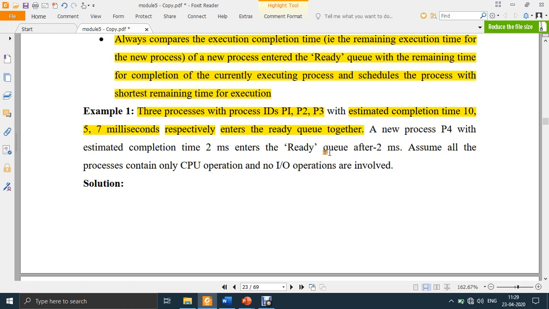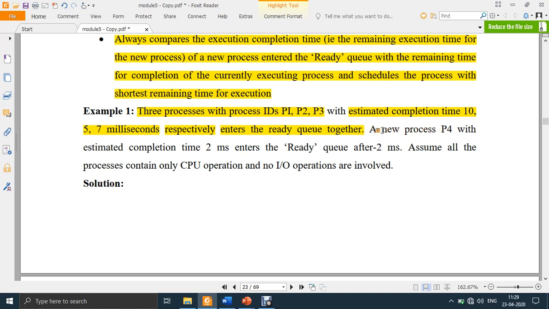So what is the ready queue? The ready queue contains all the processes which are ready to execute. That is, they are waiting for the CPU to complete their execution. They already have all the resources they require to carry on the execution, but they only require the CPU. Only such processes are kept in the ready queue. So now all these three enter the ready queue simultaneously.